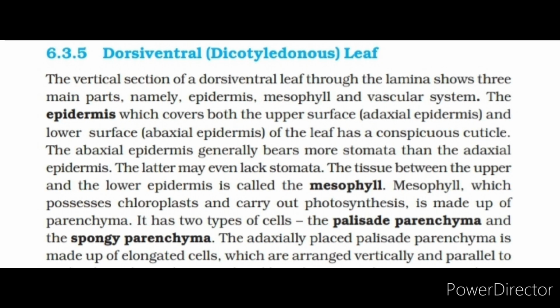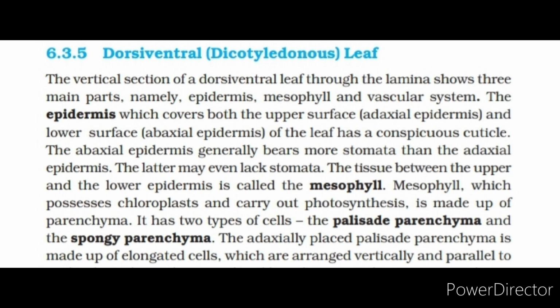Dorsiventral dicotyledonous leaf. The vertical section of a dorsiventral leaf through the lamina shows three main parts, namely epidermis, mesophyll, and vascular system. The epidermis, which covers both the upper surface, adaxial epidermis, and lower surface, abaxial epidermis, of the leaf, has a conspicuous cuticle. The abaxial epidermis generally bears more stomata than the adaxial epidermis. The latter may even lack stomata.